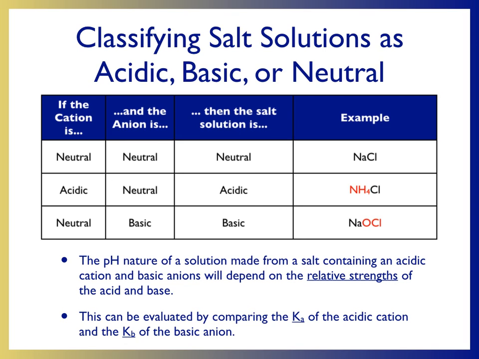If Ka is larger than Kb, then the solution will be considered acidic. If the opposite is true, Kb is larger than Ka, then the solution will be considered to be basic. If Ka and Kb are about equal, then the salt solution will actually be pretty neutral. Here's an example.